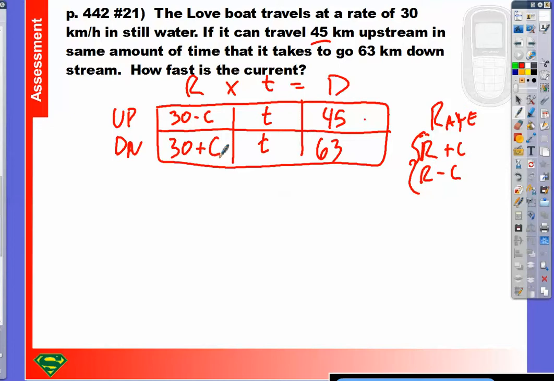Okay, so what do I do with rate and time to get distance? Start with very basic, easy things to do. This is not a trick question. Quinn? I multiply them. So what am I going to do to these two boxes to get the third box? Multiply them. So I have 30 minus C times T is equal to 45. What's the other equation that I'm going to need? Sophie? 30 plus C times T is equal to 63.